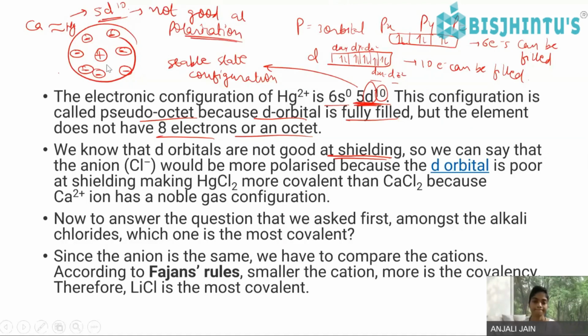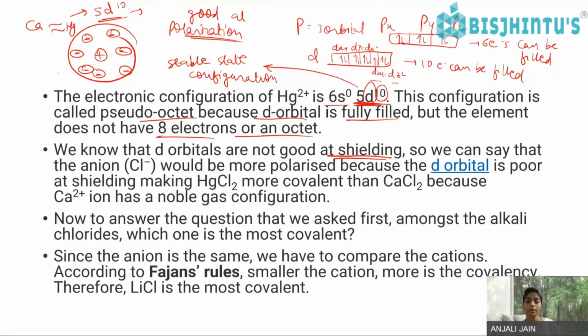Okay, polarizing power will increase means they will be easily available to form a covalent bond, because the Z effective decreases, because the nucleus is now not attractively binding those electrons and they are easily available. The Cl negative ion is easily available to form bonds with mercury. So mercury will form a covalent bond more than CaCl2, because calcium is having a very good Z effective. So it will not allow the chlorine ion to be more polarized and form the covalent bond.